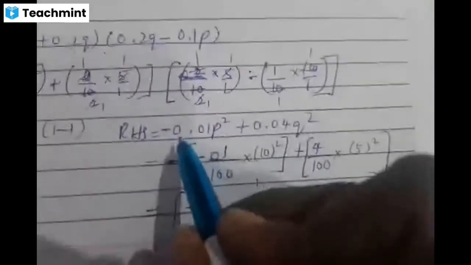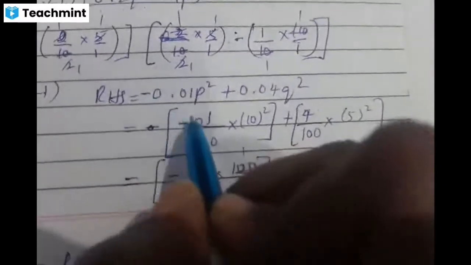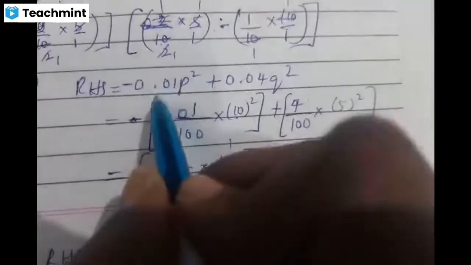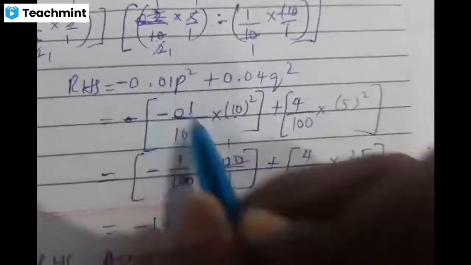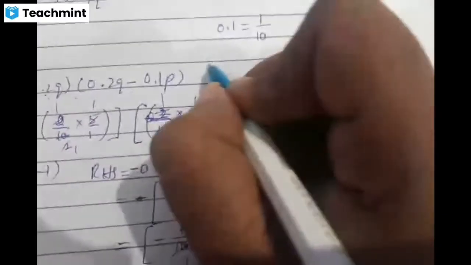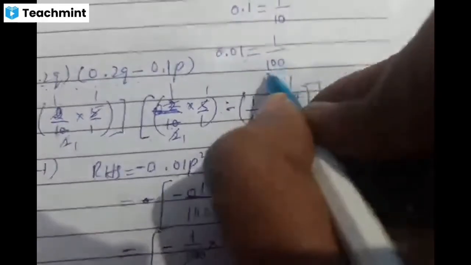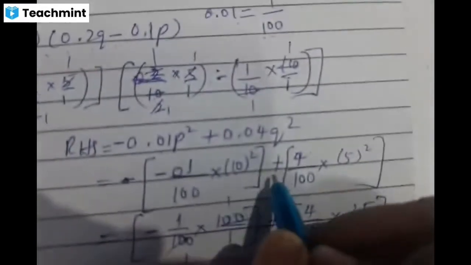That is, in place of p we have to substitute 10, children. Minus 0.01 will be written as 1 divided by 100. You know how to write 0.01. In the numerator I write 1 because after the point you have 2 digits. In the denominator you will have 2 zeros followed by 1. That is 1 by 100. So 1 by 100 into p, which is 10 square, plus 4 by 100 into q, which is 5 square.